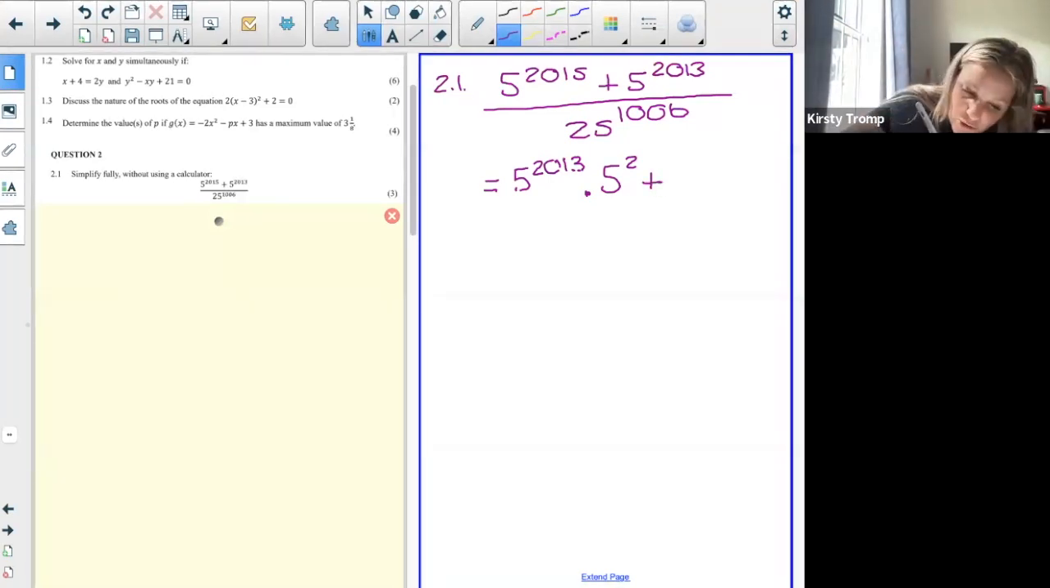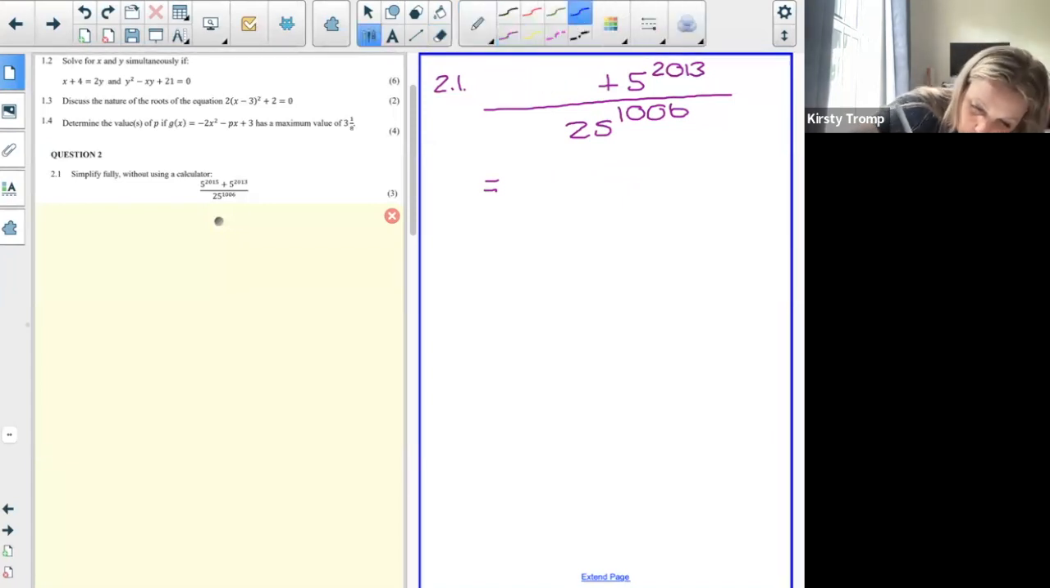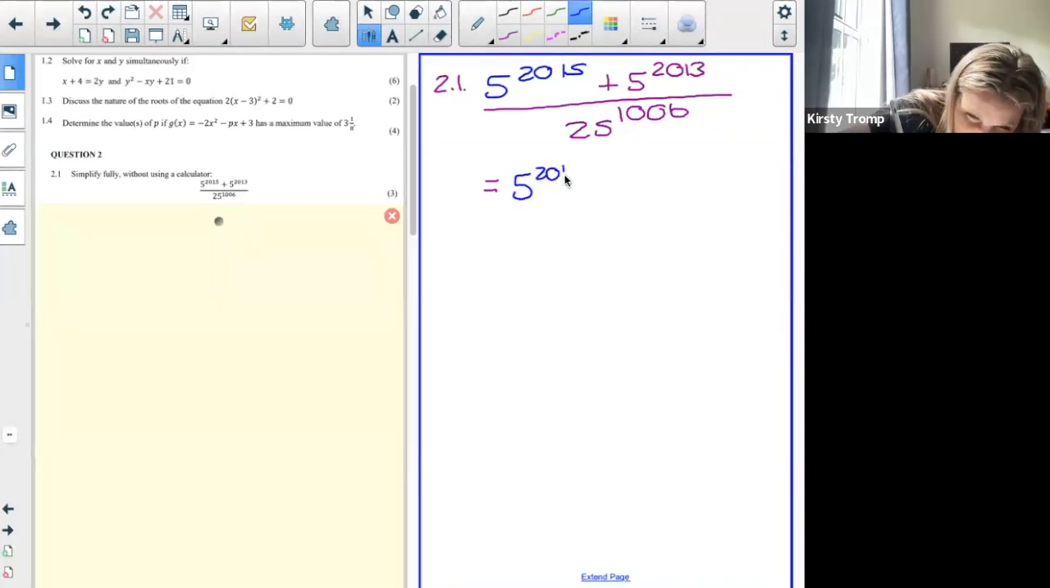Plus, to show you that it's the same thing, especially for those who are telling me they've been struggling with ones like these, I'm going to do this. This first number was 5 to the power of 2015. I'm going to show you in blue what I'm going to do with it. I'm going to make it 5 to the power of 2013 times 5 to the power of 2.